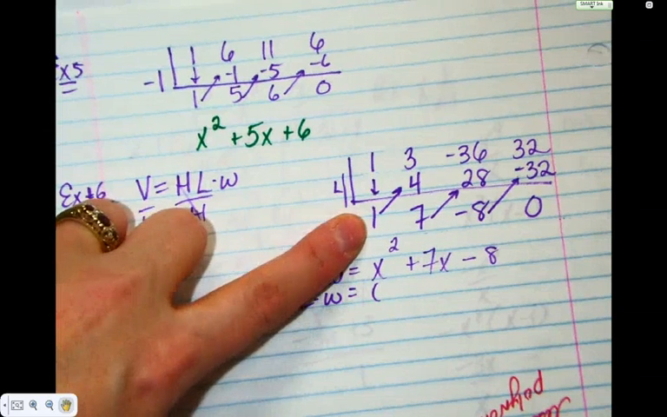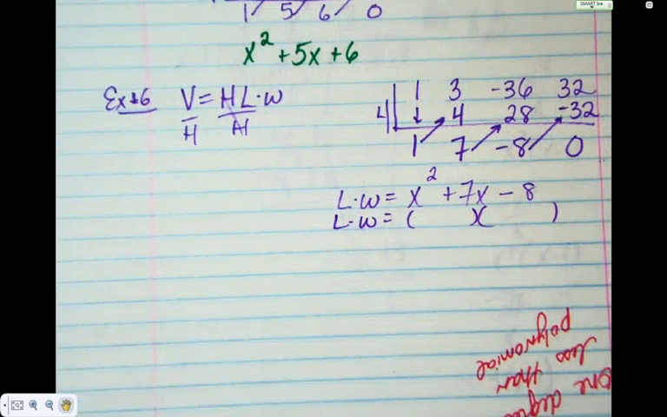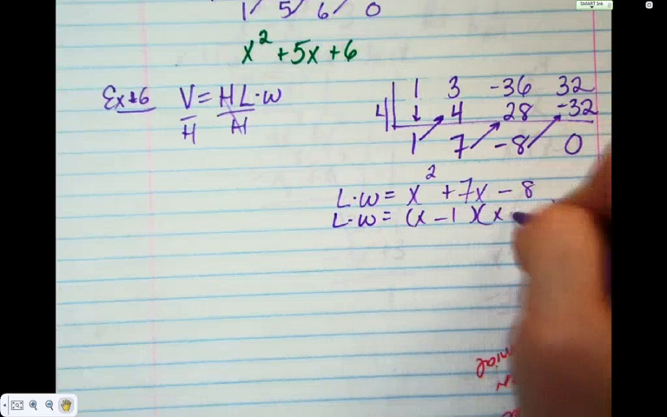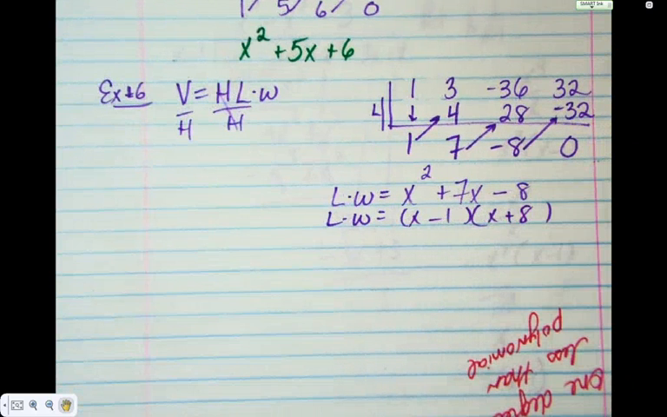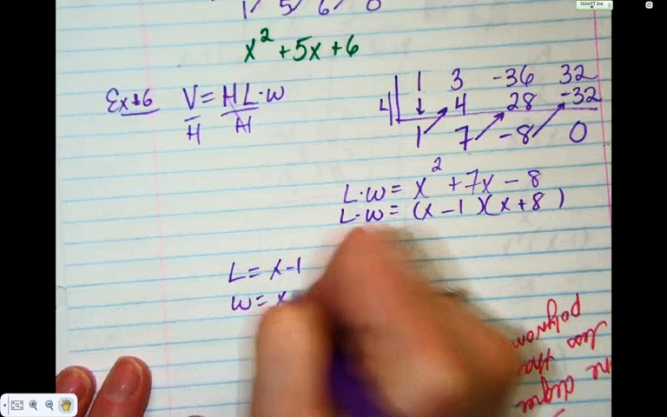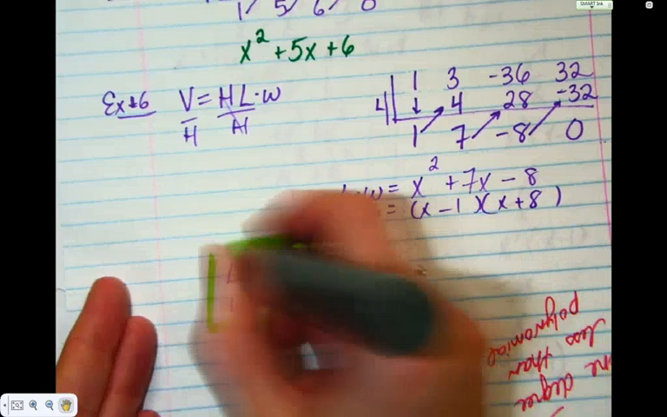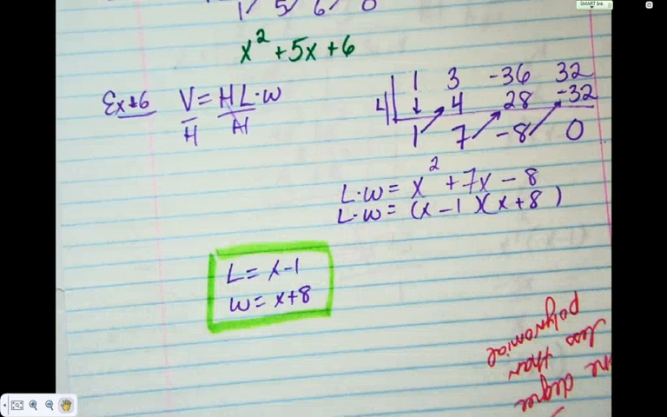It starts one less than the question, and the question was cubed, so it goes down to squared. You're all factoring experts now. Factor: x minus 1, x plus 8. So possible dimensions, the length might be x minus 1 and the width might be x plus 8. Or the length might be x plus 8 and the width might be x minus 1. That's why it says possible dimensions. Nope, they would accept either or. So we don't know which is the length, which is the width, doesn't matter.